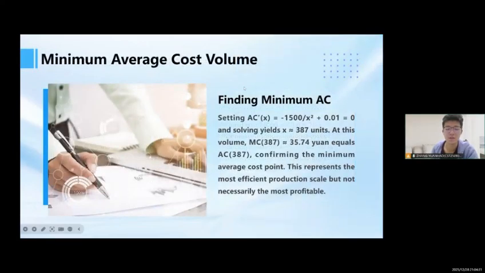We find the most cost-efficient production volume by setting the derivative of average cost to 0. Solving AC'(x) equals 0 gives us approximately 387 units. At this point, marginal cost equals average cost, confirming the minimum average cost. However, this is the most efficient scale, but not necessarily the most profitable one. That's where marginal analysis comes in.